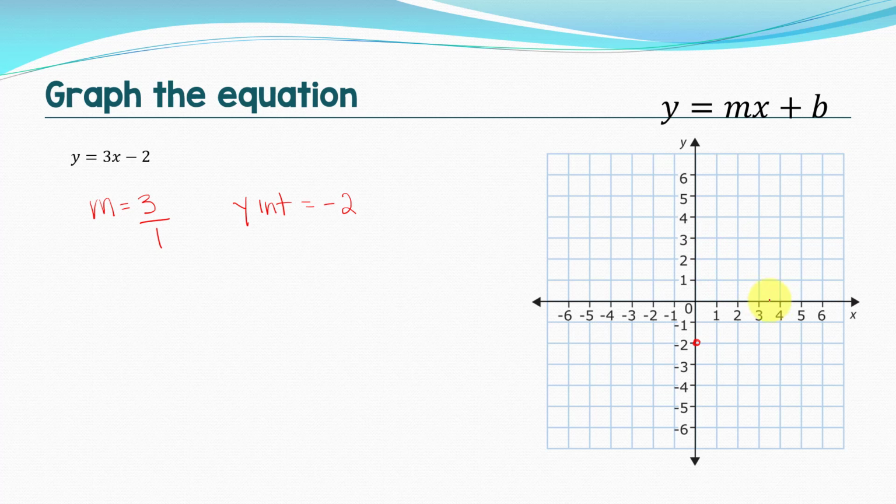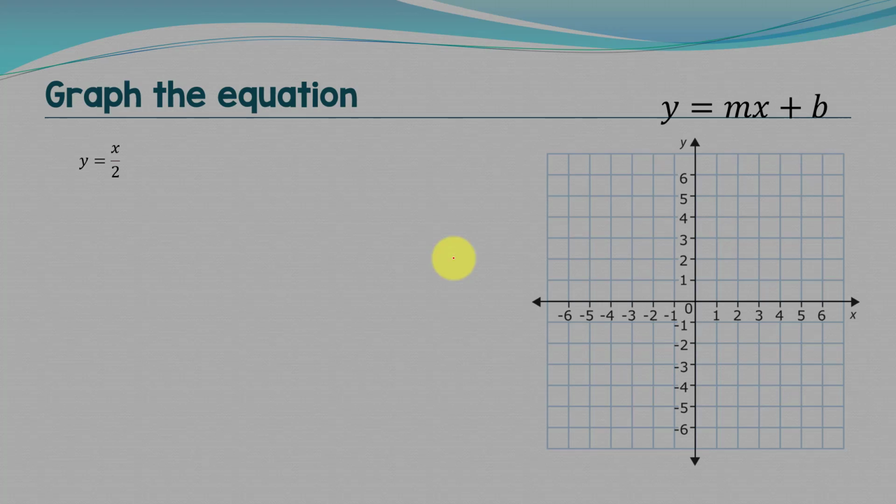Then I'm going to use the slope to count my next point. So I'm going to go up 3, 1, 2, 3, and over 1. And I'm going to put a point right there. And just connect those, and this is graphed. That's all you do. Easy peasy. You could count again, 1, 2, 3 over 1, and then keep connecting that. Of course, this is hand drawn, so it's going to be a little off, but you can keep counting if you need more points. But as long as you have 2 points, you can connect them, and that's your line.